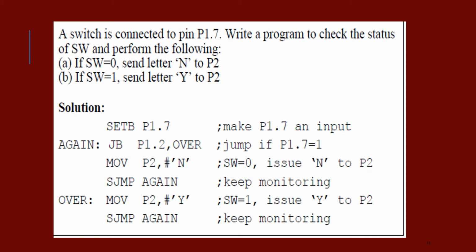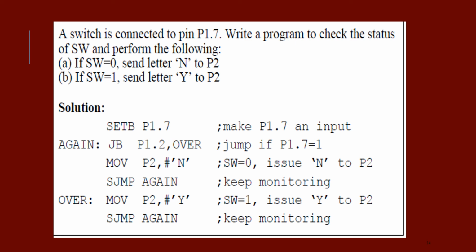Now there is one more example. A switch is connected to pin P1.7. Write a program to check the status of the switch and perform the following: if the switch is equal to 0, send the letter N to P2; if the switch is equal to 1, send the letter Y to P2.